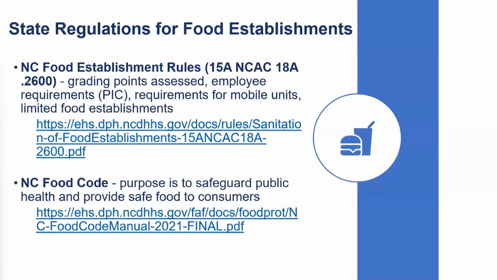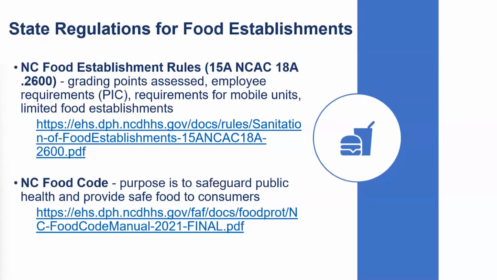The second link is to the North Carolina Food Code. North Carolina has adopted and is currently operating under the 2017 FDA Food Code, although there is a more recent version that has been issued by the FDA. The North Carolina Food Code guides the do's and don'ts for foods offered for sale in North Carolina. This is the document on which the food establishment permitting and inspection grades are based.